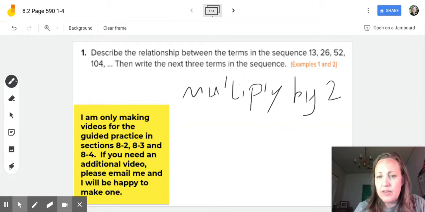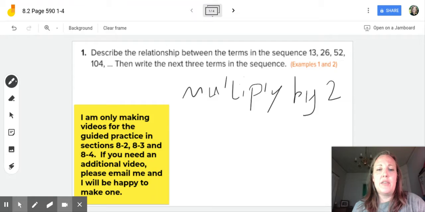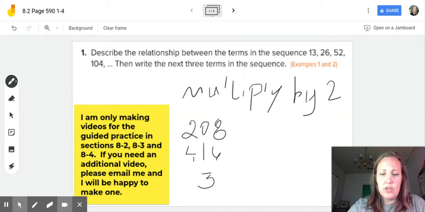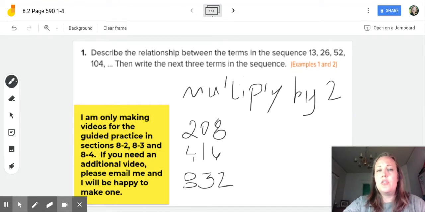There we go. Okay. Then write the next 3 terms. So 104 times 2 is 208. And then if I take that times 2, 8 and 8 is 16, so it's 416. And then 16 and 16 is 32. And 4 and 4 is 8. Did I get that right? I think so. So those are the next ones.